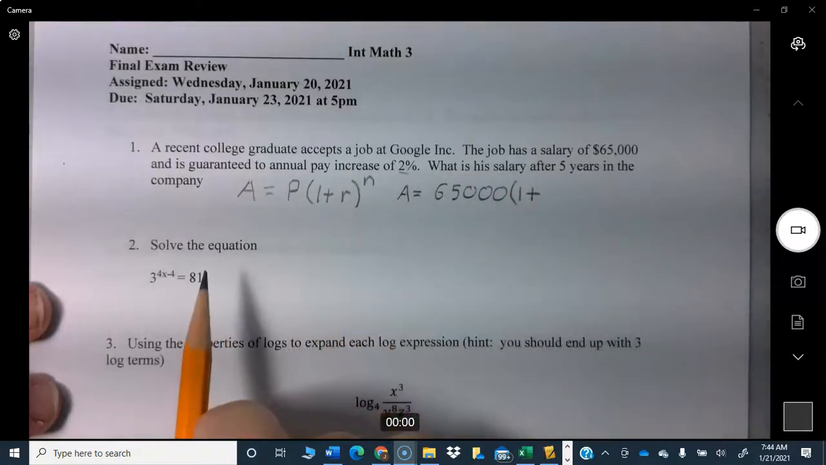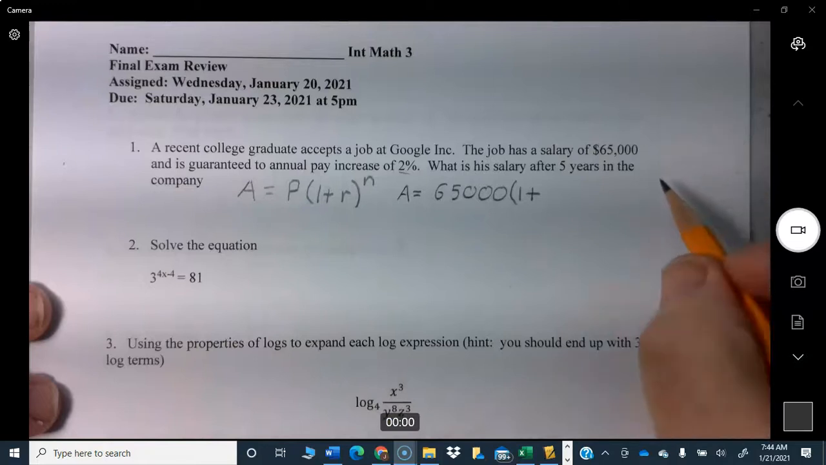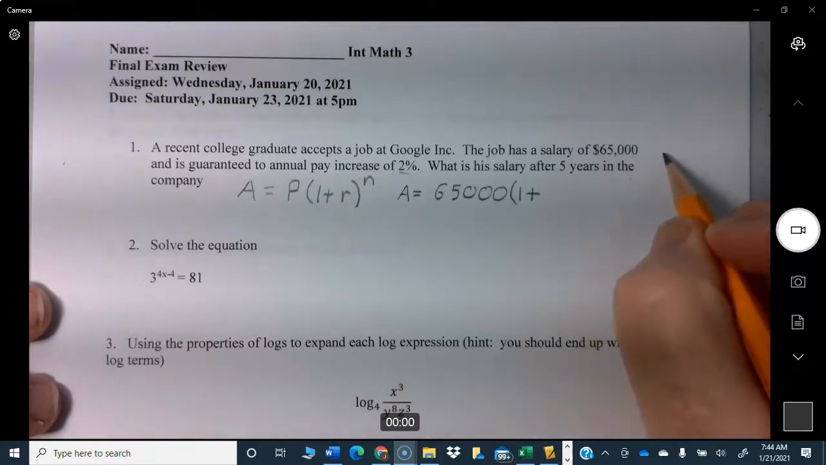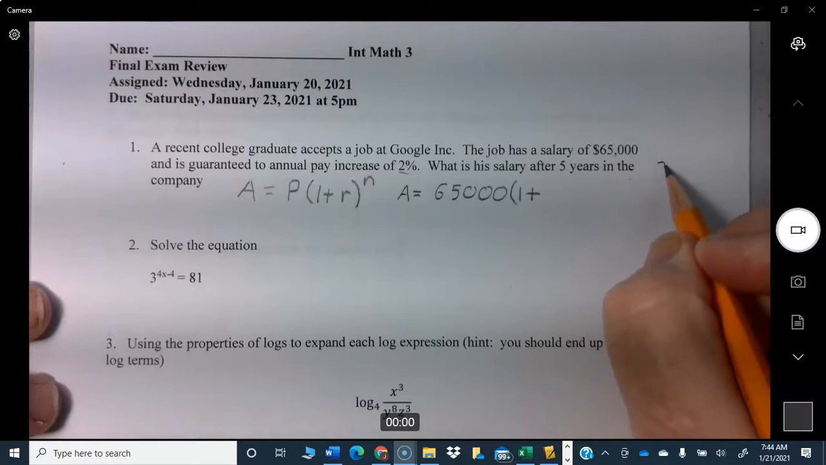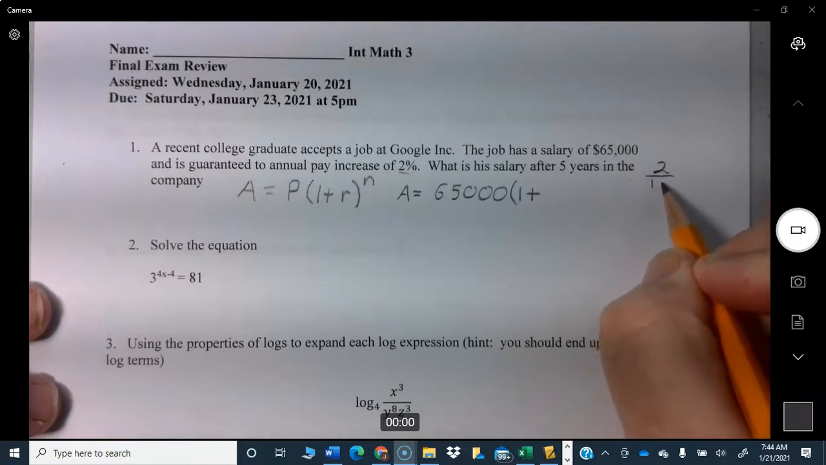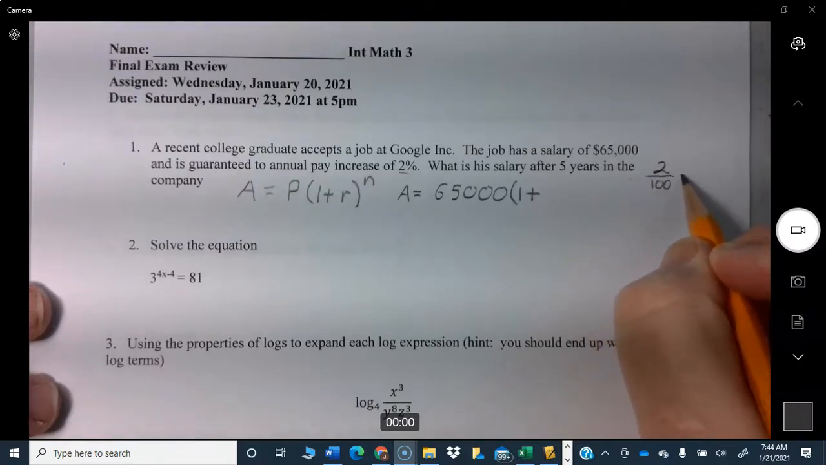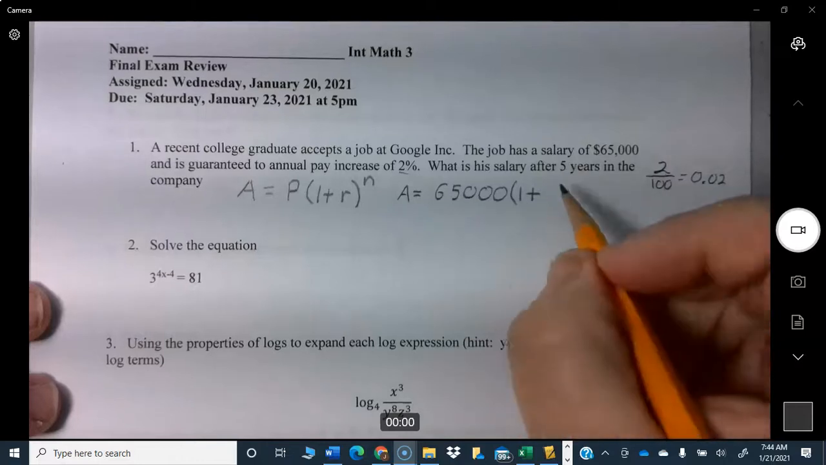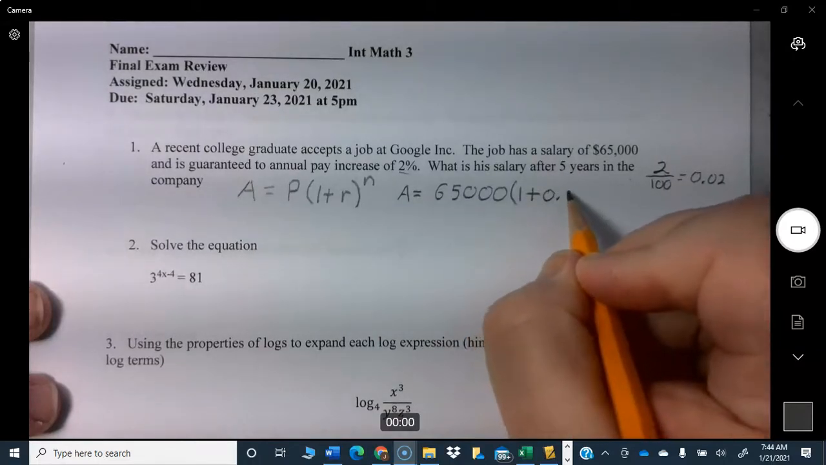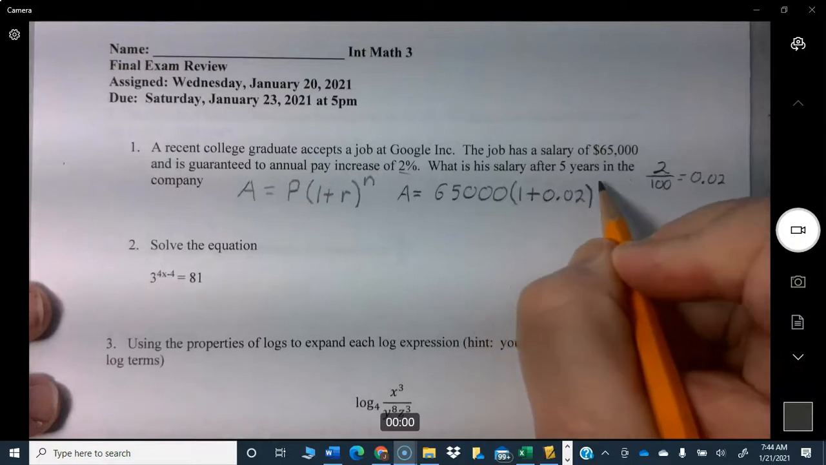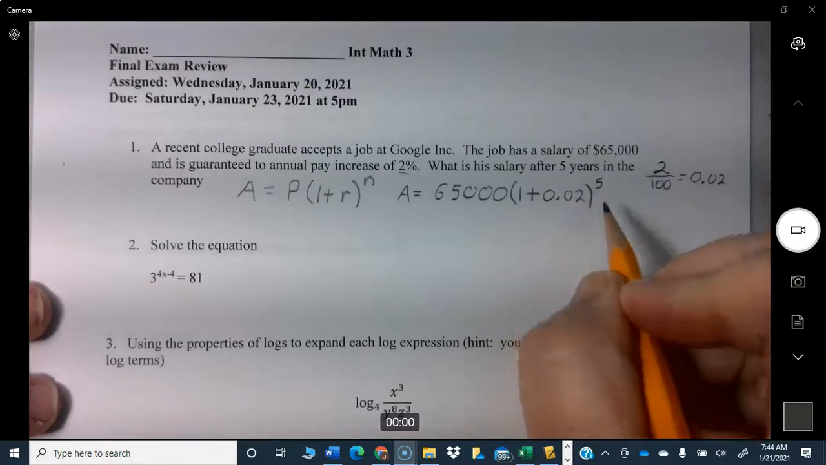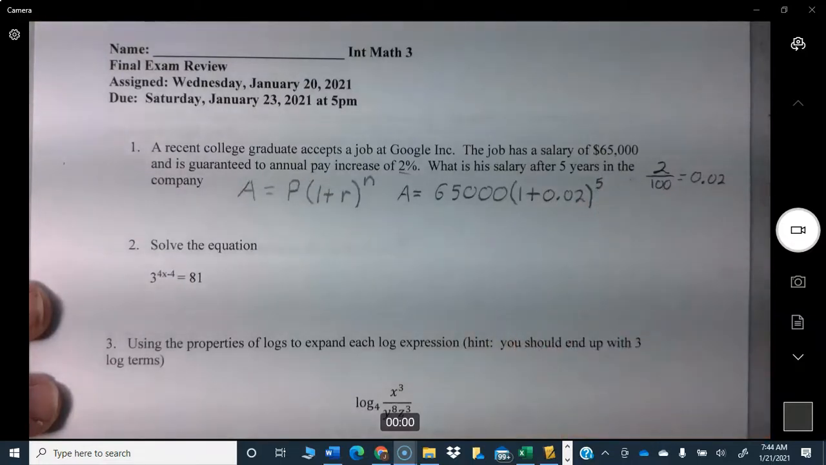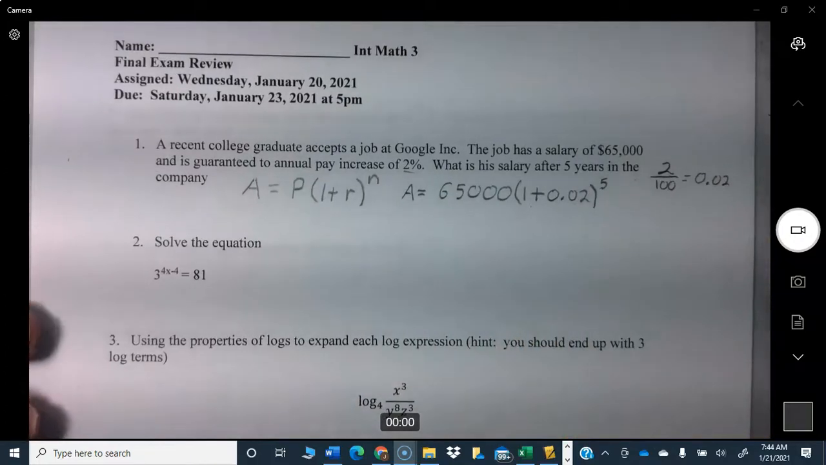Okay, now 2%, you have to convert that to a decimal number. So you just do it right here. So 2% means 2 per 100. That's what percent means. If you do that on your calculator, 2 divided by 100, you get 0.02. And it's to the 5th power because there's 5 years. Okay, so go ahead and add these two together. You get 1.02.